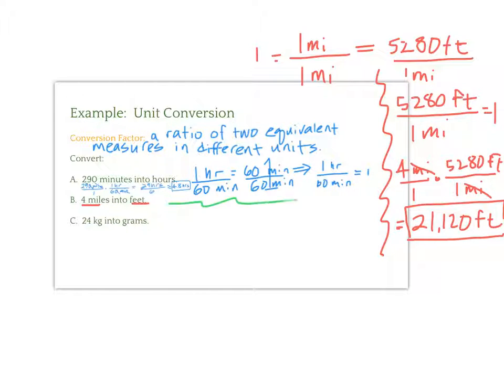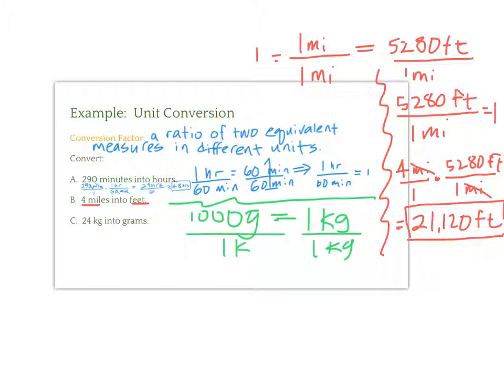The first thing to note is that there are 1,000 grams in 1 kilogram. Since I want to convert into grams, I'm going to divide by 1 kilogram on both sides. And so 1 kilogram over 1 kilogram is 1. So that's my conversion factor.